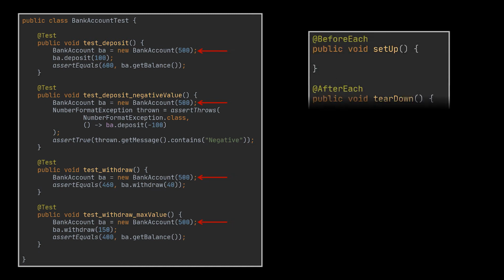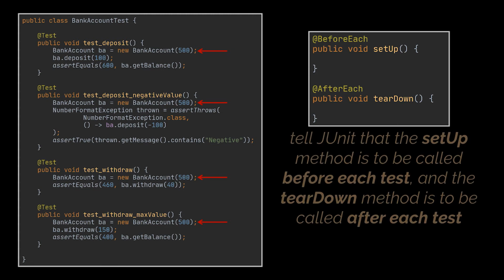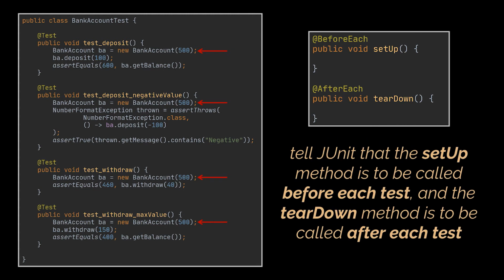JUnit 5 includes the idea of special methods. Even though these methods are usually named setup and teardown, their names don't actually matter. We have these annotations @BeforeEach and @AfterEach, just like the @Test we already saw. These tell JUnit that the setup method is to be called before each test and the teardown method is to be called after each test. You do not need both, you can use one or the other or both or neither.